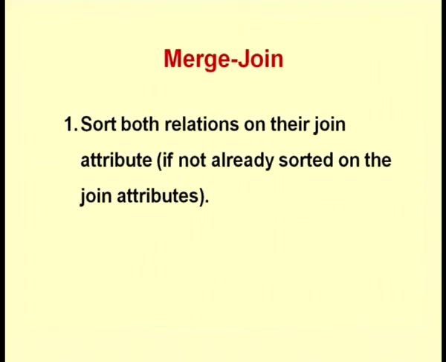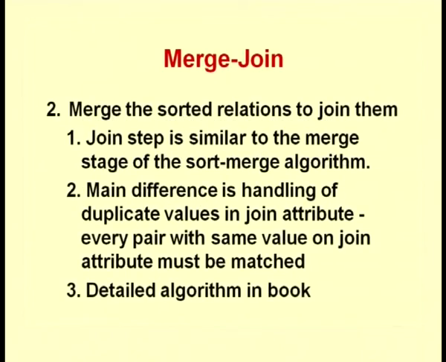Next you have another important join, which is the merge join. Sort both relations on the join attribute if not already sorted, and then you do the merging. The merge of the sorted relations is to join them. The join step is similar to the merge of the sort-merge algorithm. The main difference is in handling the duplicate values in the join attribute. Every pair with the same value in the join attribute must be matched. The detailed algorithm is available in books that you can read up. We are not looking at that.